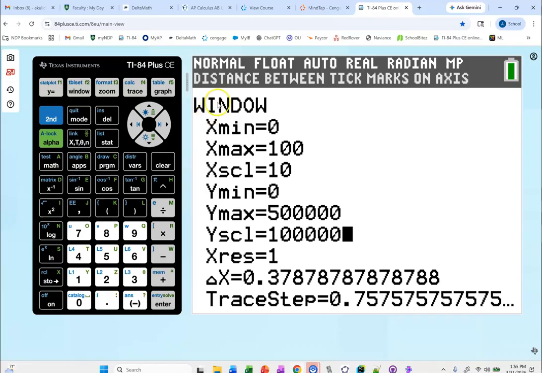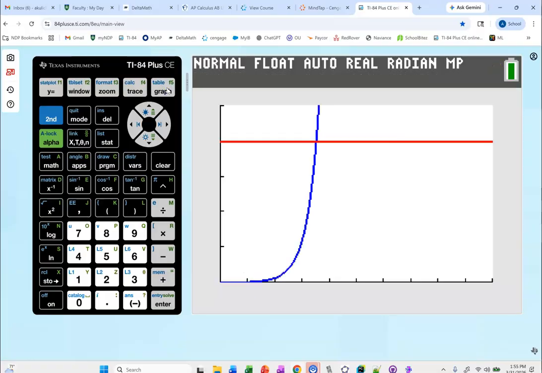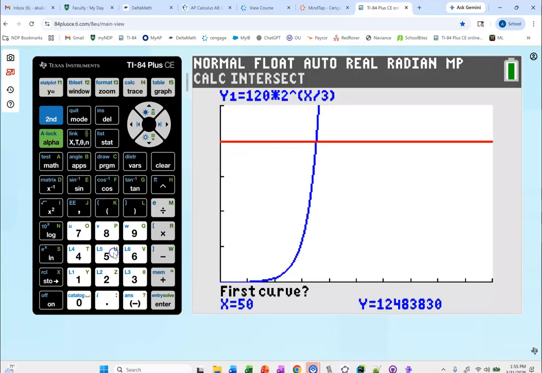Going up by 2 each time would be a lot of tick marks. Yeah, you just get a solid line. Just a few. So there's my curve, and we see the intersection, it's right there, nice and clear. So second trace, intersect command, enter, enter, enter, and there we go. 35.1 hours.